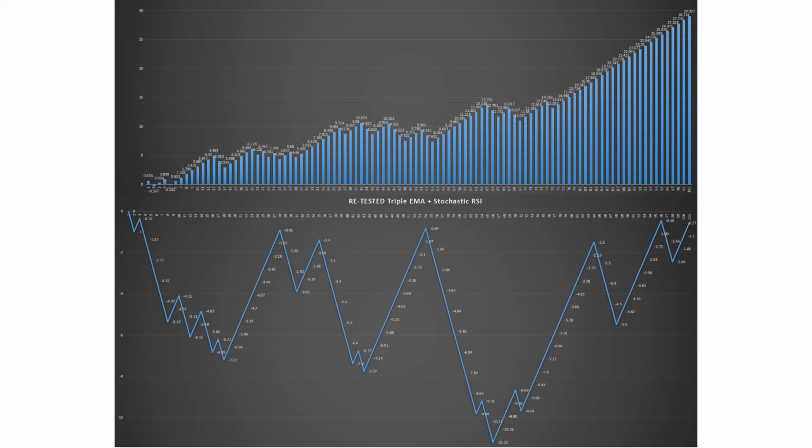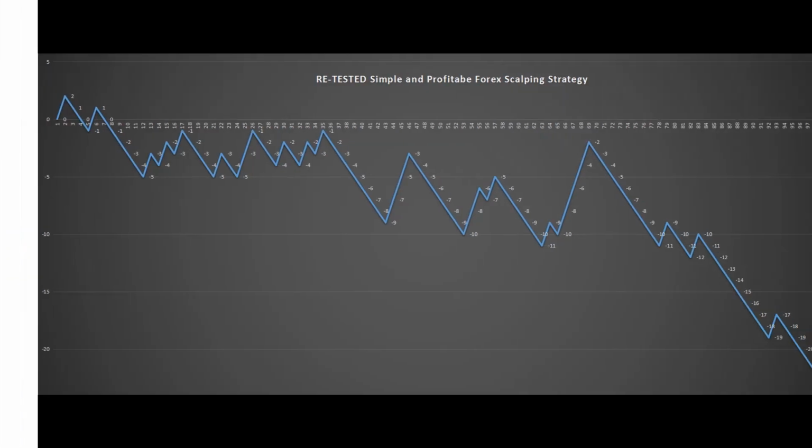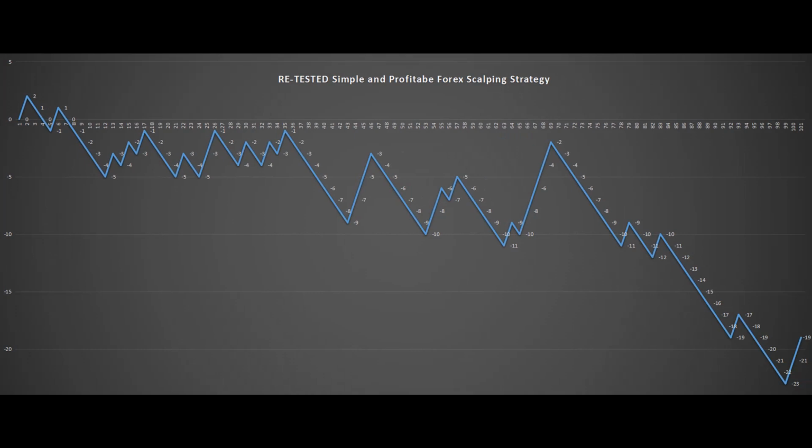If you put together the first 100 backtests and the backtest which we just made, you would have still come out with a profit. And with a simple and profitable forex scalping strategy, we don't have the original equity curve, but we can take a look at the new retested one. Right from the beginning, we started going down, then entering into a sideways action, but after that we saw a huge drawdown until the end.